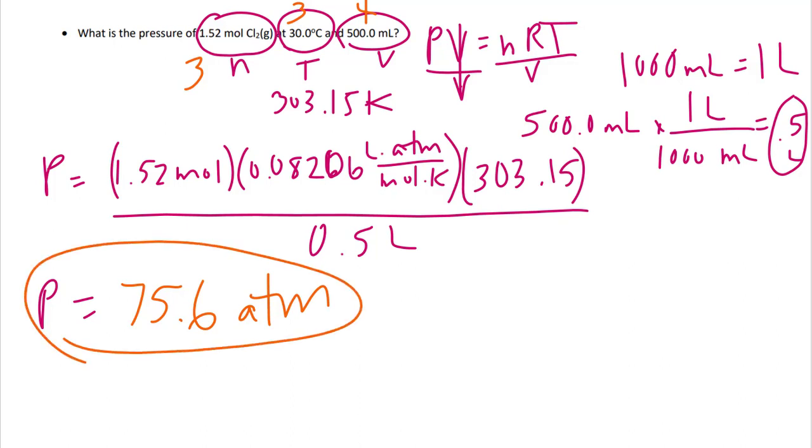And to just double check, make sure that I'm getting ATMs as my answer. My moles and my moles cancel. You see here, liters and liters cancel. Kelvin and, oops, I forgot to label my Kelvin. Kelvin and Kelvin cancel, and I'm left with ATMs.